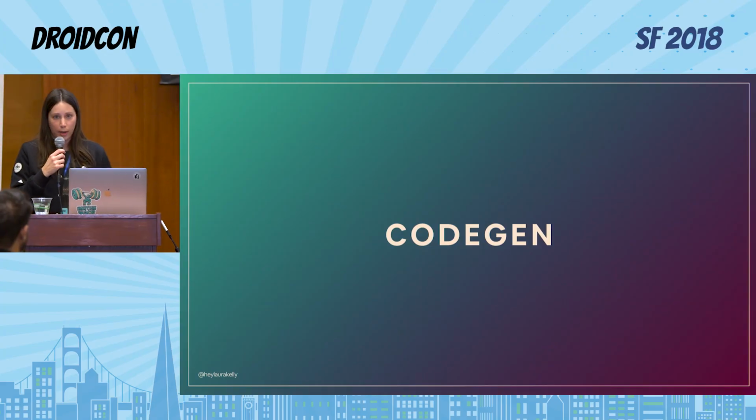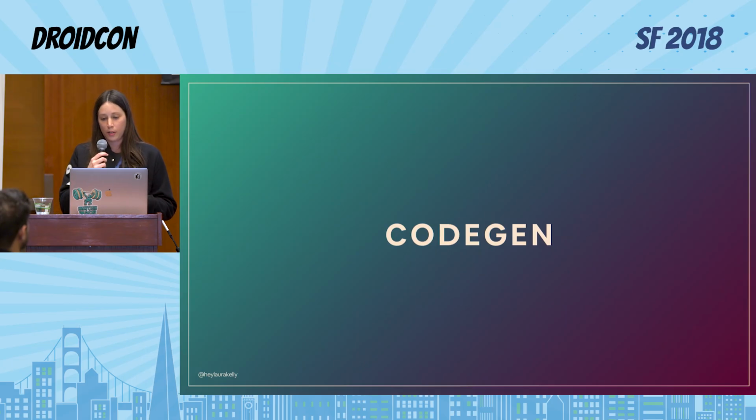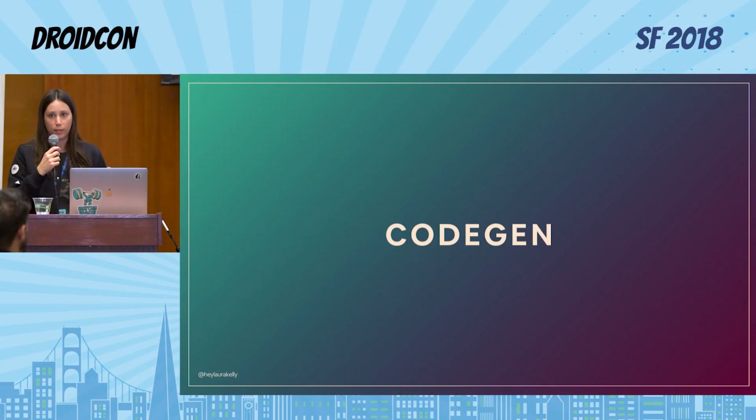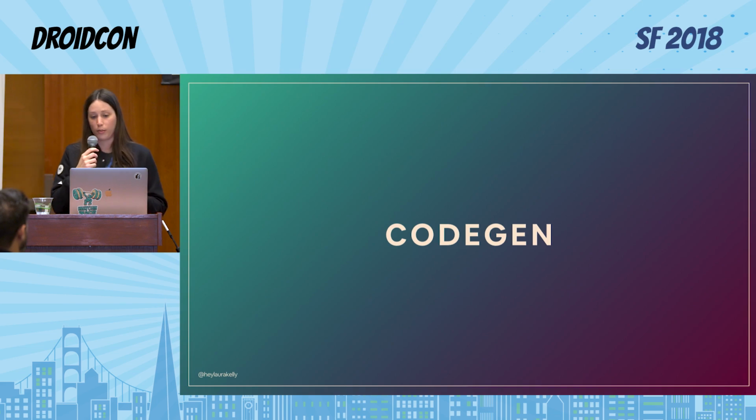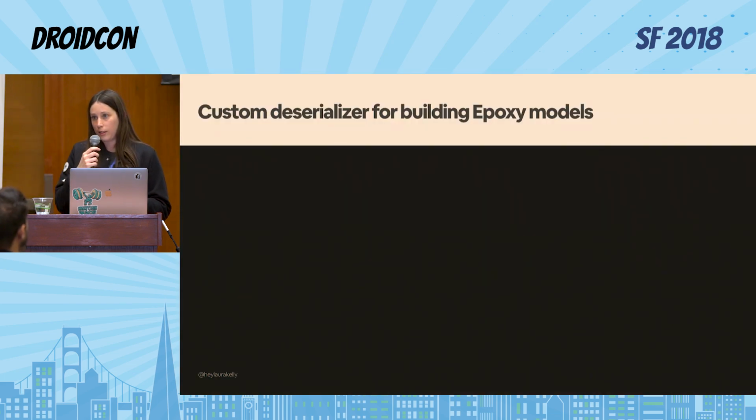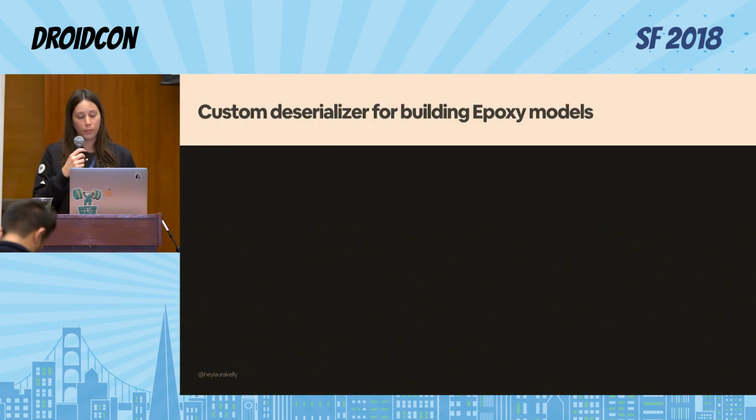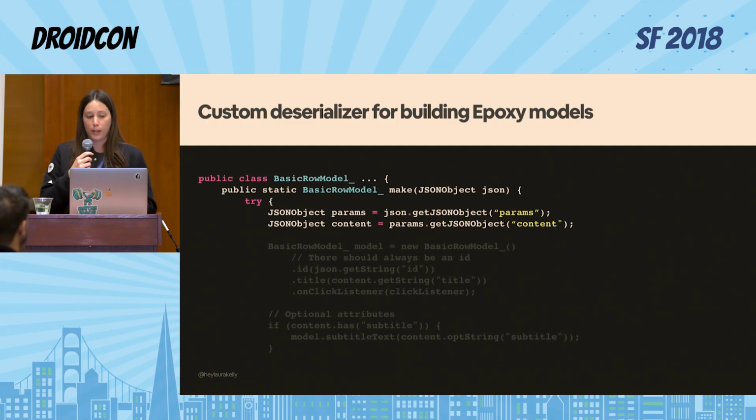So one of the cool things about Lona's spec being written in Kotlin is that it makes code gen fairly easy. So Lona is also taking advantage of code gen to scale this server-driven UI to a lot of developers. So for instance, there's a custom deserializer that's code gen for building epoxy models. And it looks something like this.